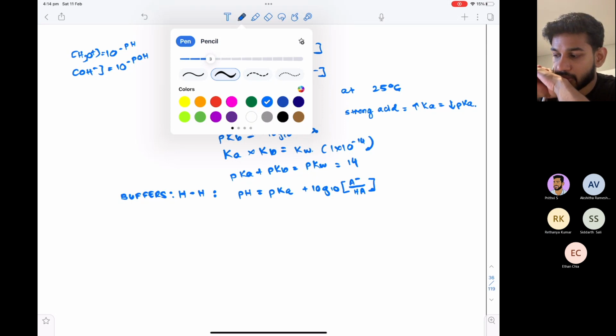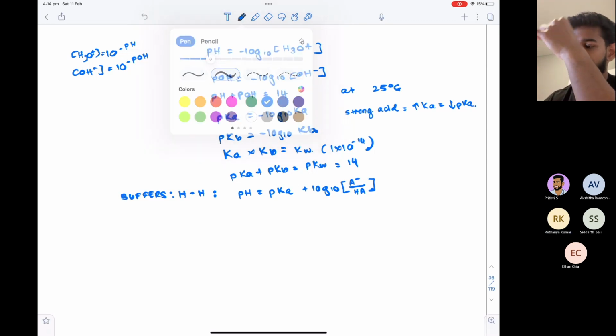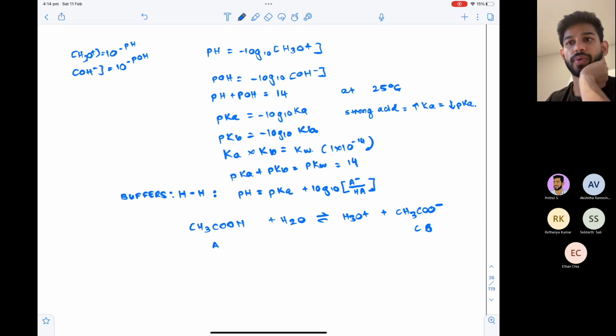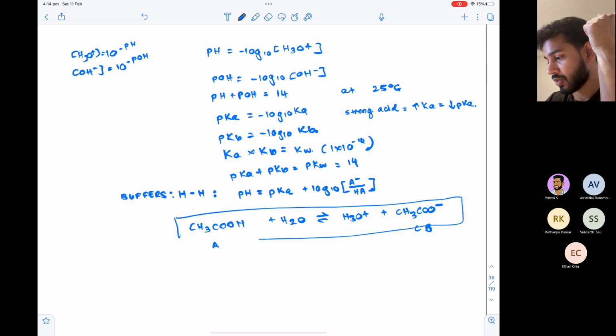Acetic acid, sorry. Is acetic acid a weak acid? Good, right? So the acid is CH3COOH plus H2O, which gives you the hydronium ion and CH3COO minus. Acid, conjugate base. Okay.